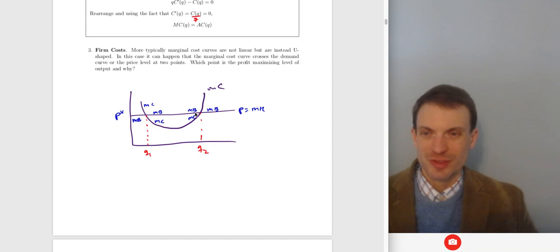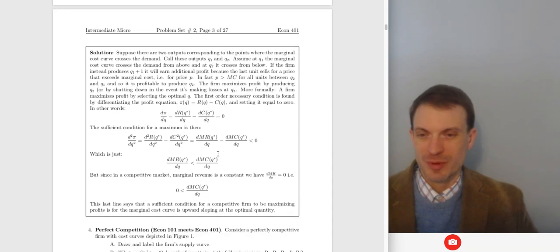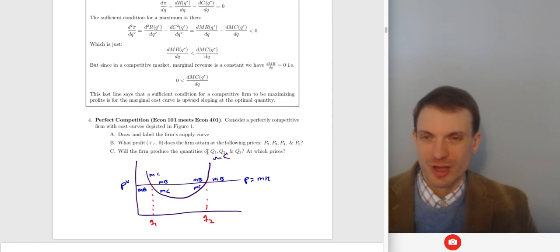Sure enough, that's what this is, right? We have 2 candidates for a maximum. This is the maximum that we want because here marginal cost is upward sloping. Our sufficient condition for the true maximum is marginal cost upward sloping. All right. So the last line says a sufficient condition for a competitive firm to be maximizing profit is for marginal cost to be upward sloping at the optimal quantity.